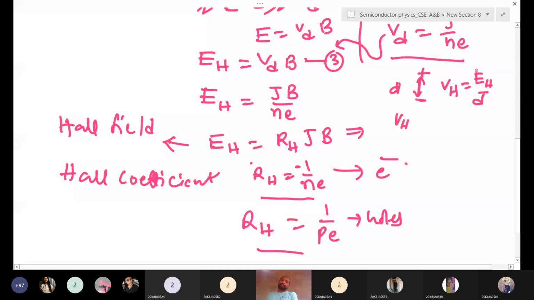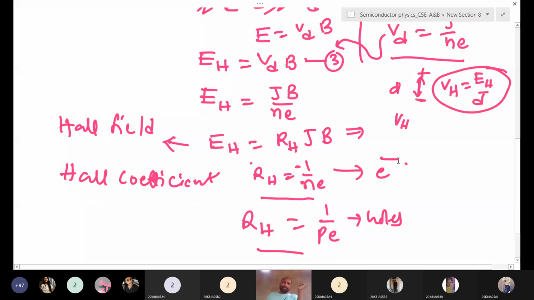Is this right? Are you listening? Yes, sir. Is that formula right? VH is equal to E by D, I have written. Is that the correct formula? No. V is equal to ED.